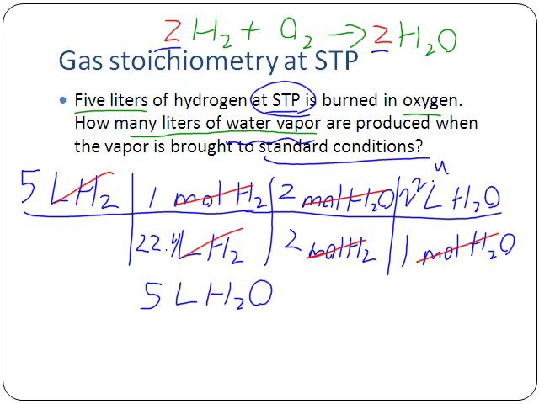Seems a little odd, but if you think about it, it makes sense. There's a 1-to-1 mole ratio between our hydrogen and our water vapor, which means that for every molecule of hydrogen we have, we'll have the same number of molecules of water vapor.